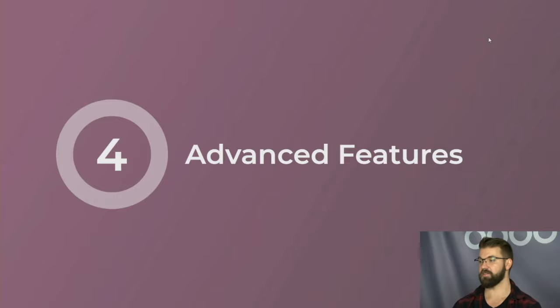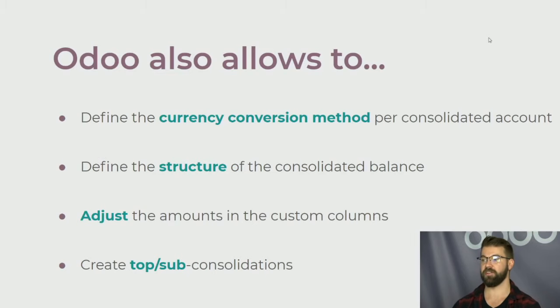There are some advanced aspects to it. So essentially you can define the currency conversion, which I talked about before, and there's 3 different methods. You need to define it however you see fit. You can define the structure of it on the report, so it's very customizable to however you need to with the multiple hierarchies, parent and more parents or sub-accounts. You can adjust the columns, so adjust the amount on a column basis, and of course create sub and top and sub consolidations, so you can consolidate even further throughout this process.